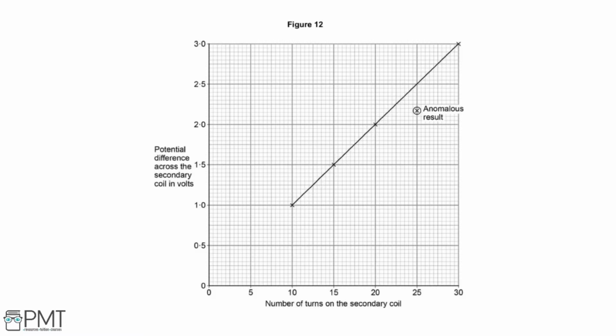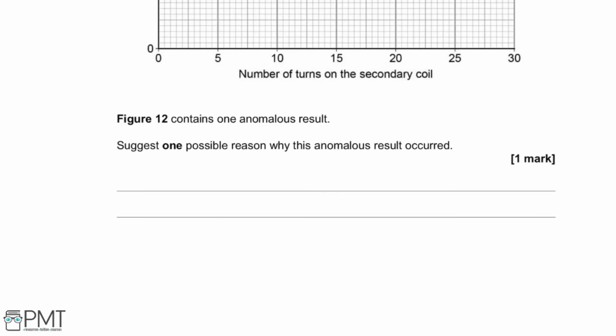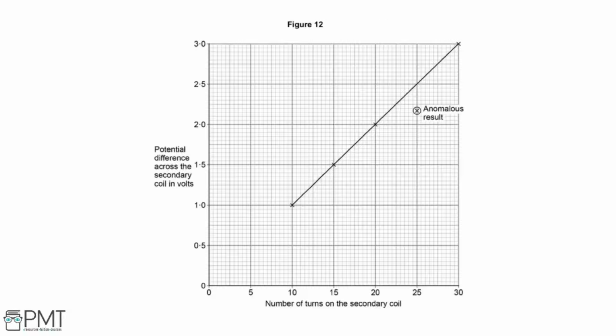It's a graph. We have potential difference across the secondary coil in volts on the y-axis and the number of turns on the secondary coil on the x-axis. Our first question is, Figure 12 contains one anomalous result. Suggest one possible reason why this anomalous result occurred.